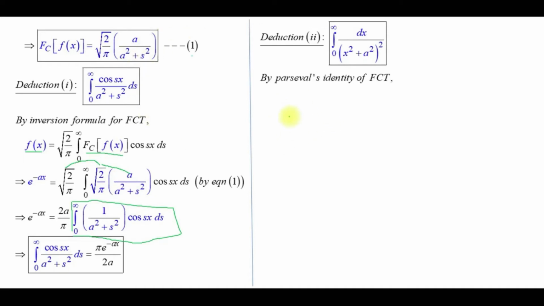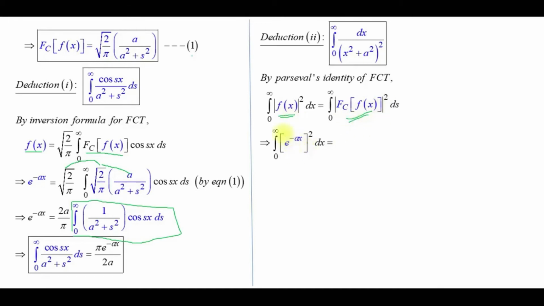So apply Parseval's identity. What is Parseval's identity? It is for the cosine transform. Therefore, the limit should be 0 to infinity. So 0 to infinity modulus f of x whole square dx equal to 0 to infinity modulus Fourier cosine of f of x the whole square into ds. Substitute. Where f of x is just given in the problem, which is equal to e power minus ax. So this is given in equation 1.